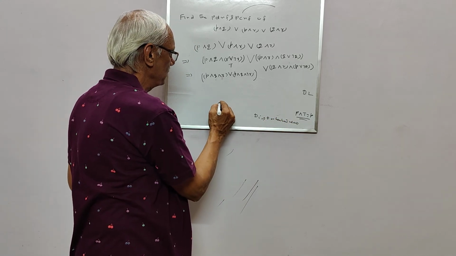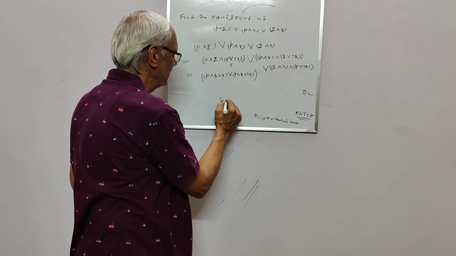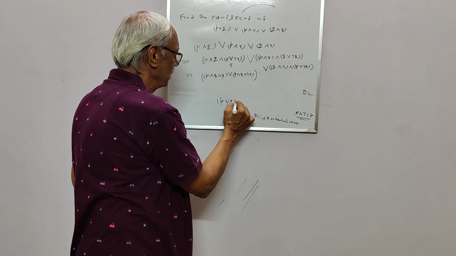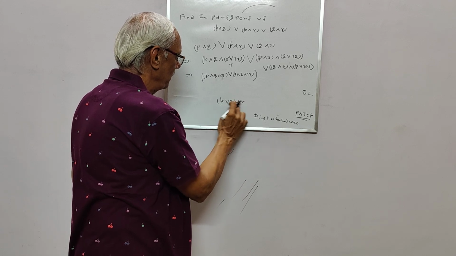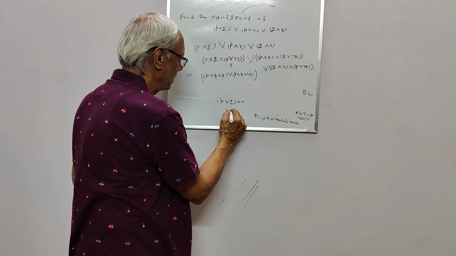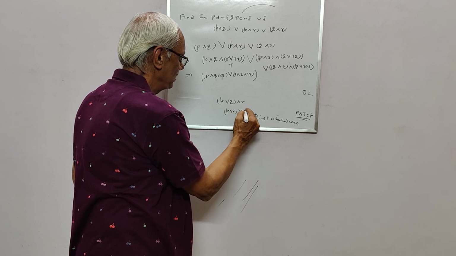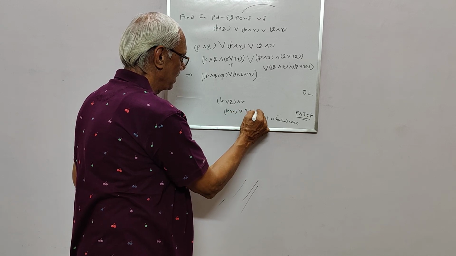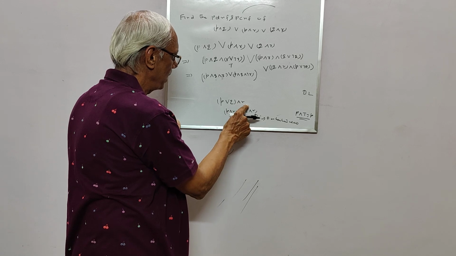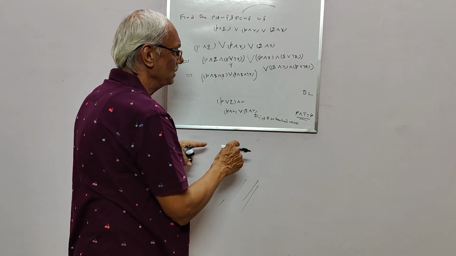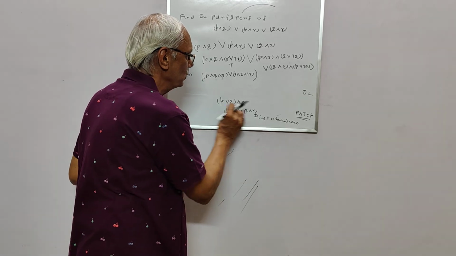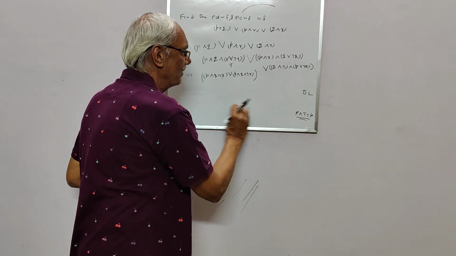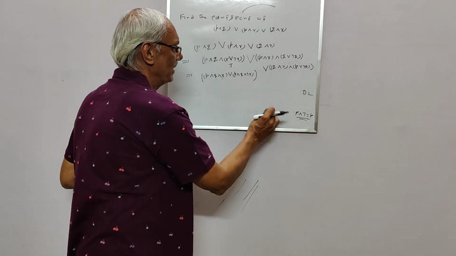What is distributive law? Suppose you have a list like this, P union Q conjunction R means what? You can take this, P conjunction R disjunction Q conjunction R. So this is called your distributive law. So I have used the distributive law and I have written like this. So this is what I am having.